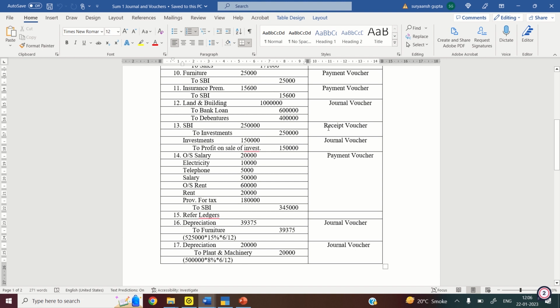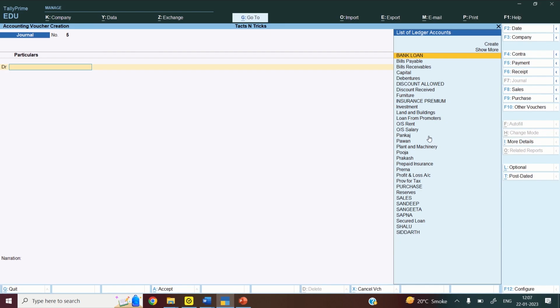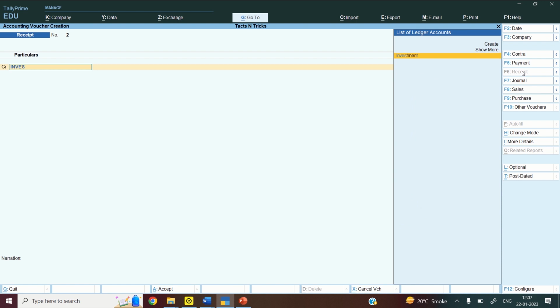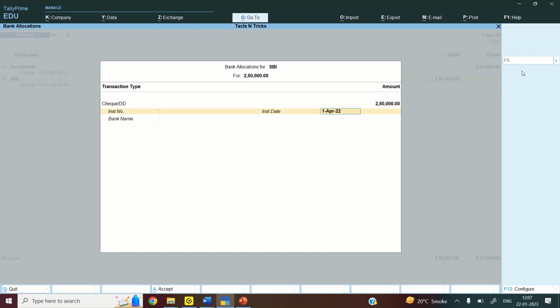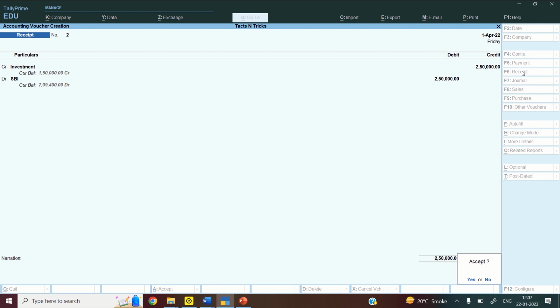Now the investment was 1 lakh rupees and you have sold for 2,50,000. So 2,50,000 minus 1 lakh, you have earned a profit of 1,50,000. And the entry for that will be investments to profit on sale of investments. And that will come in the journal voucher, right? So I will go to the Teleprime. I will go to the receipt voucher. Okay, on the credit side we will write investment worth rupees 1 lakh being sold in 2,50,000, and we have received in SBI 2,50,000. So SBI to investment 2,50,000. One adjustment is done.